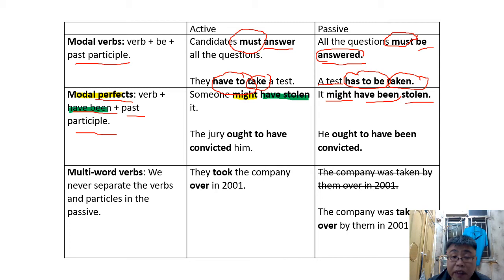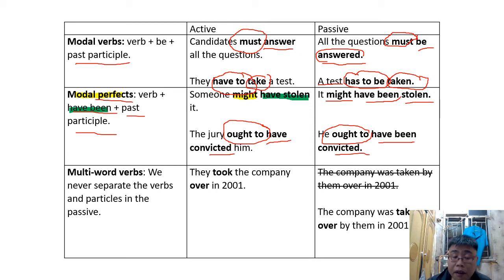Let's look at one more sample sentence. The jury ought to have convicted him. Here, the modal verb is ought to, and the perfect form is in have. And then we use the past participle, convicted. And then here we turn it into he ought to have been convicted. The modal verb is ought to. The perfect form is have been, and the PP is convicted.